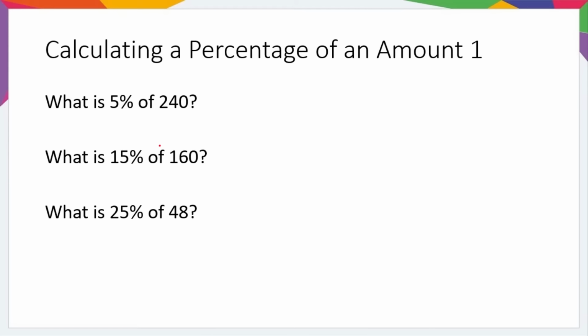If we know 10%, we can work out 5%. So 10% of 240 is 24. So 5% is going to be half of 24, which is 12. 15%, now we're sort of verging on territory where it's probably quicker to do it on a calculator, but 15% is a combination of 10% and 5%. 10% of 160 is 16, therefore 5% is 8. So 15% is 10% plus 5%, so it's 16 plus 8, which is 24.